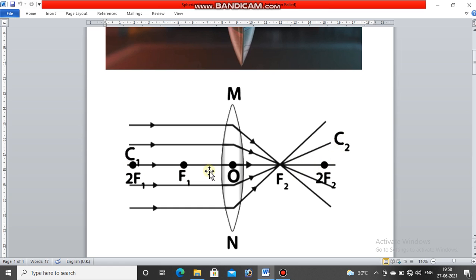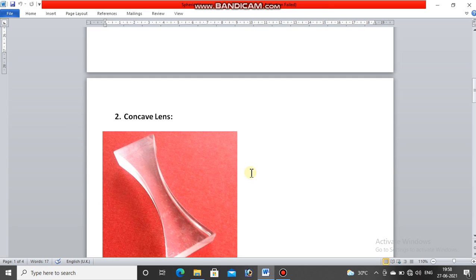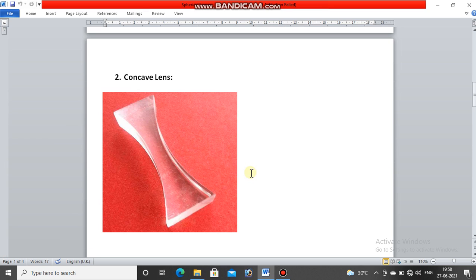So we have these 4 points, and if we move to the second lens, we have the concave lens. One key difference is that in the concave lens the ends are thicker compared to the middle portion. In the convex lens the ends were thinner and the middle portion was thicker, but here the ends are thick and the middle portion is thin. So this is the difference. It is just the opposite of the convex lens, and it is also a transparent object, through which we can see things on the other side.